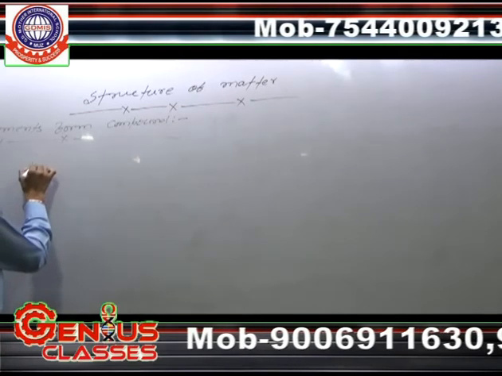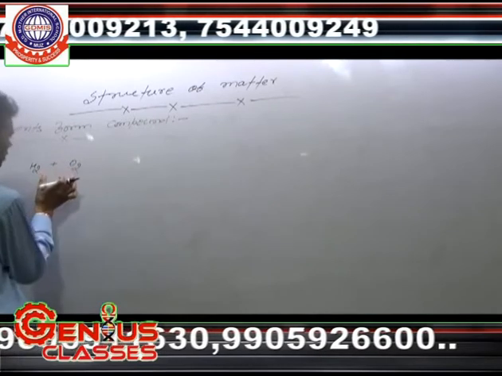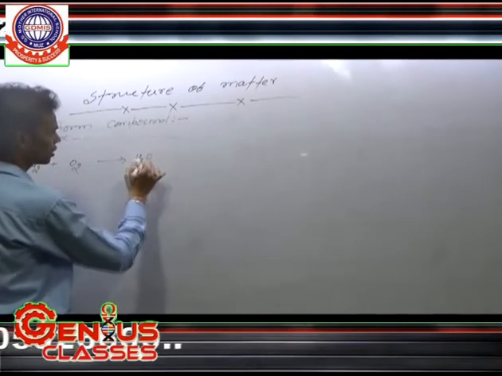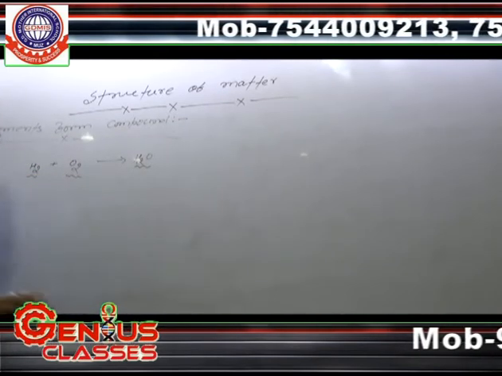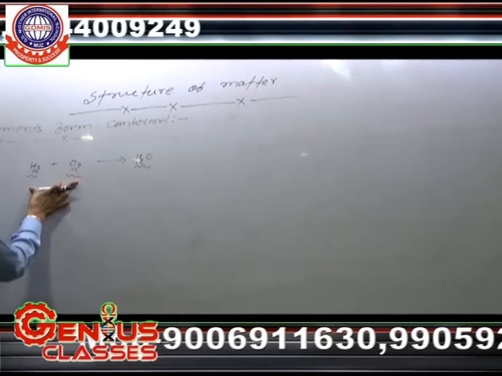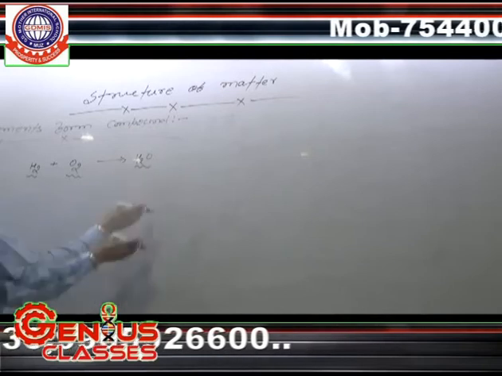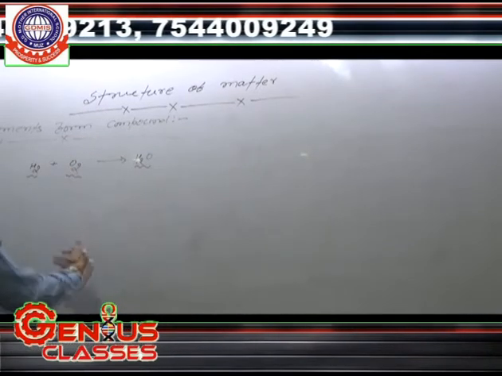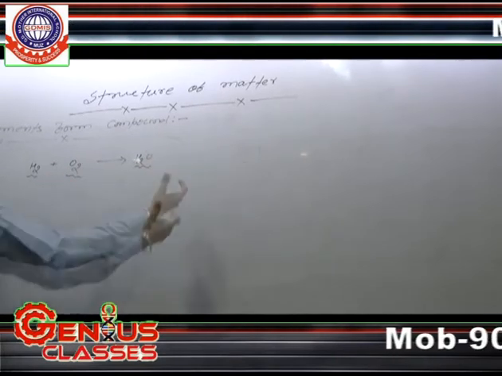As for example, when hydrogen and oxygen combine chemically, they form what? Water. Water is a compound, where hydrogen is an element, oxygen is an element. Here two types of elements are involved in this chemical reaction, and they form a single compound, water. So in this way, so many elements combine together and form compound.